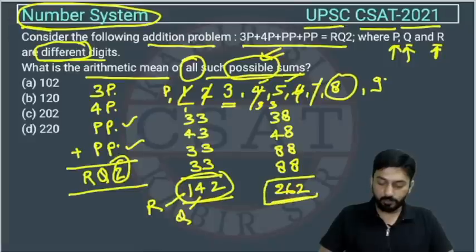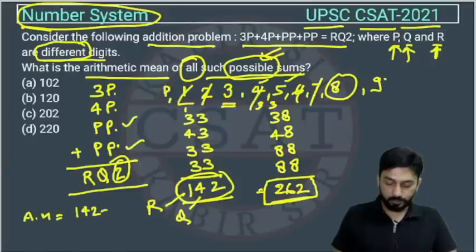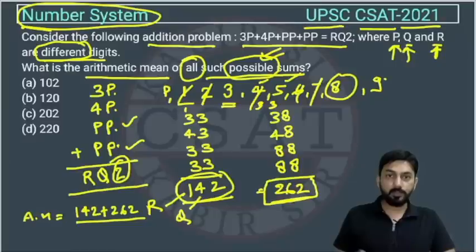Now what we have to do? We have to take the arithmetic mean of all such possible sums. So there are two sums possible, one is this, the other is this. And what is the formula of mean? The arithmetic mean is equal to both these values, 142 plus 262, divided by the number of such values. How many such values are there? First or second? So we have only two values, right?